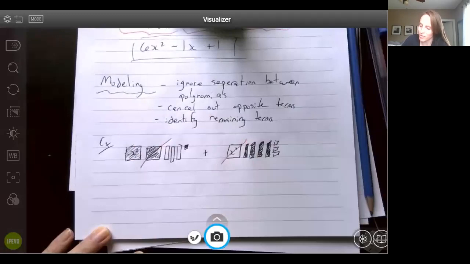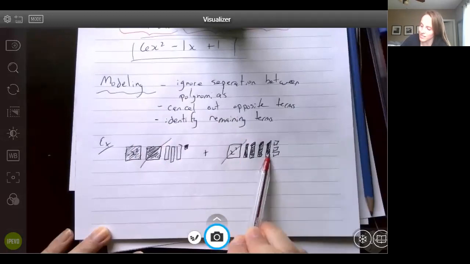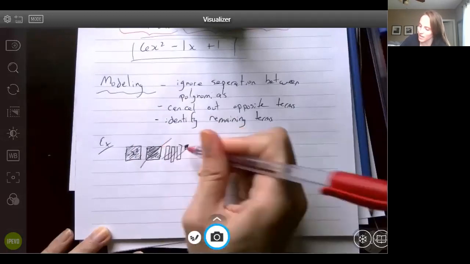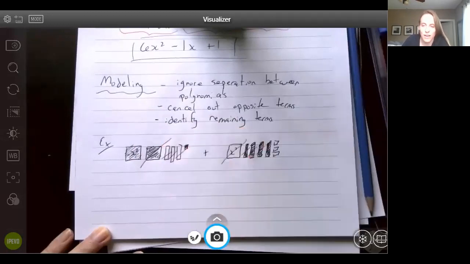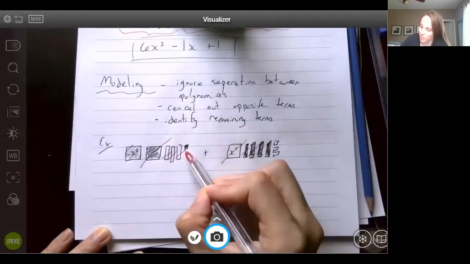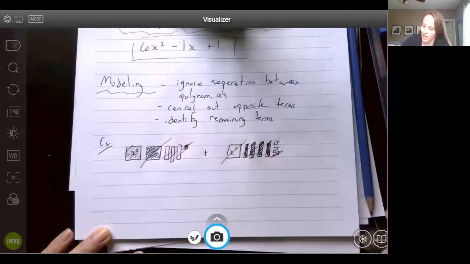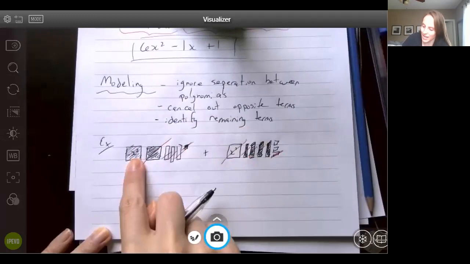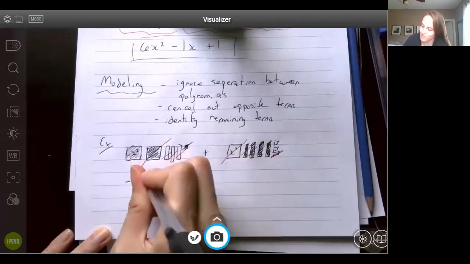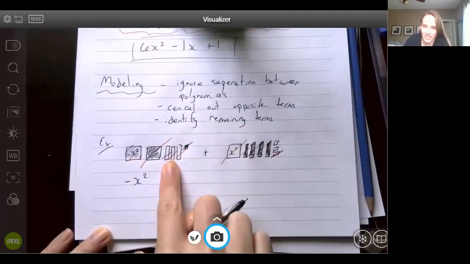Then I have 3 positive x's and 4 negative x's. So those 3 will cancel out 3 of the negative ones. And then I have this negative 1. It's going to cancel out one of the positive ones. And so what I'm left with is this negative x squared. And then everything else there is canceled out.